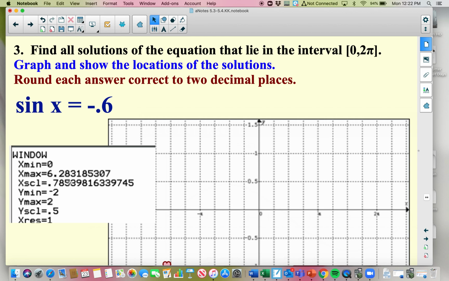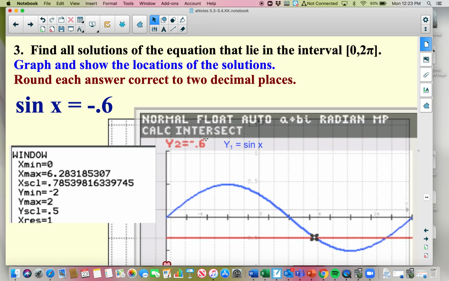You can do whatever you want. I just am trying to match this graph over here. It's scaling by pi over 4, so I changed that as well. And then knowing I'm only going up to or down to negative 0.6, I changed my y min and max to just -2 to 2, and I scaled by a half. Again, that's up to you, but just to get you thinking about that window. So in y1, type in sine of x. In y2, type in -0.6, and then we're going to calculate the intersection.